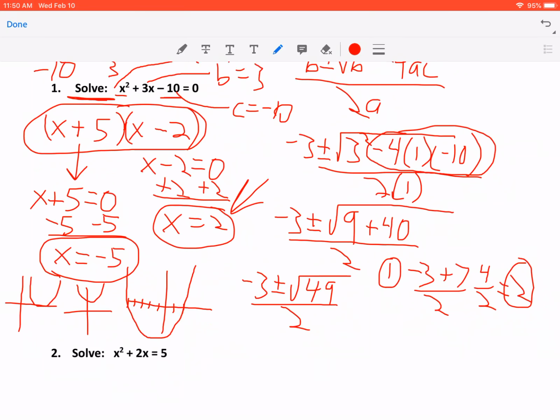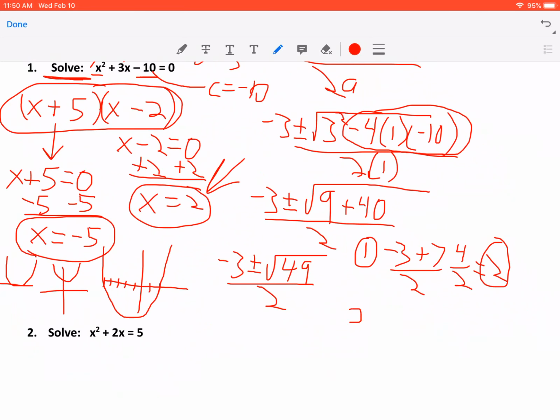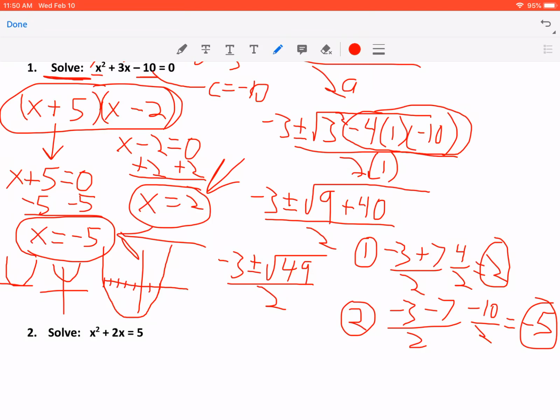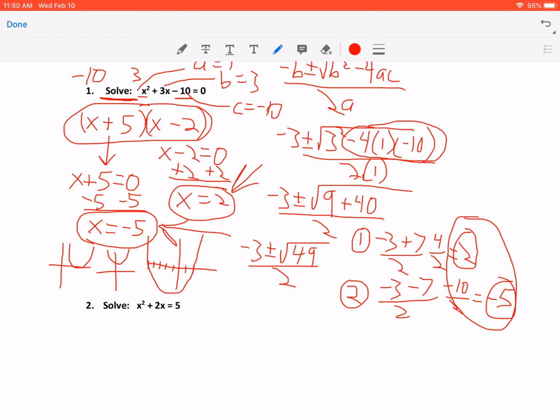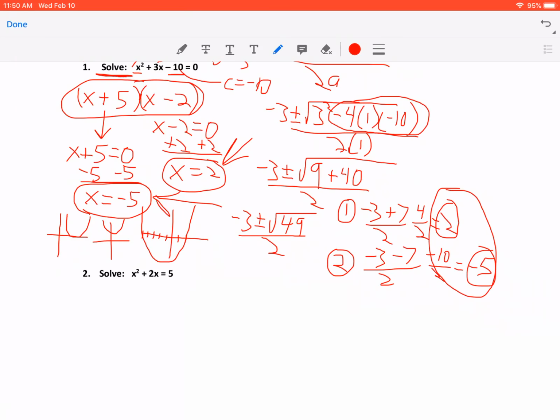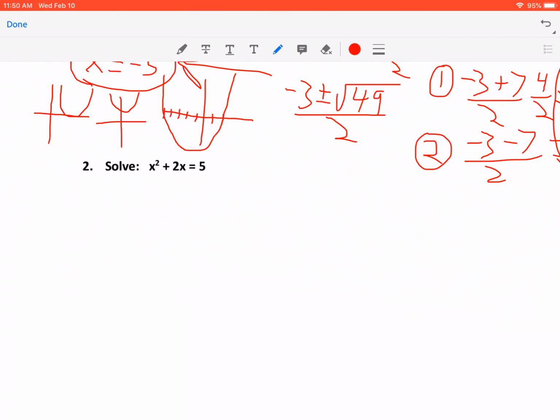And then the other answer, answer number 2, should be negative 3 minus 7 divided by 2. What's negative 3 minus 7? That's negative 10. What's negative 10 divided by 2? Negative 5. That's the exact same answer that you got right there. So whichever method you want to use, some people like the quadratic formula. Now if it says solve by factoring and you have to factor, then you got to do it that way. Okay? All right, let's go to number 2.